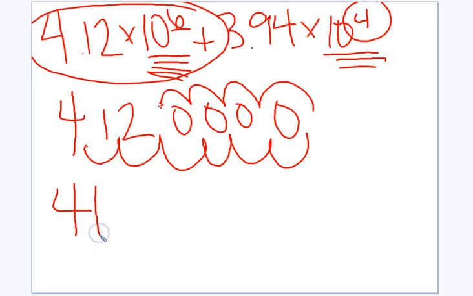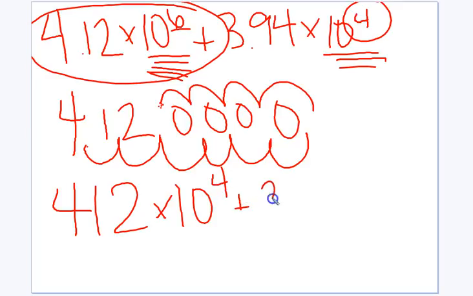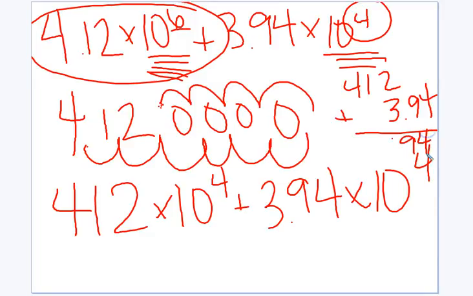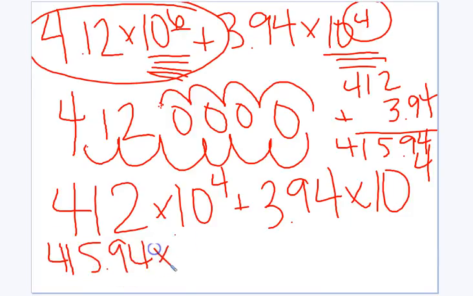So we would need 412 times 10 to the 4th plus 3.94 times 10 to the 4th. Now we can do what we did before. We just add them. Did I do that right? Yeah, I did that right. Okay. Now, what we end up with is 415.94 times 10 to the 4th.